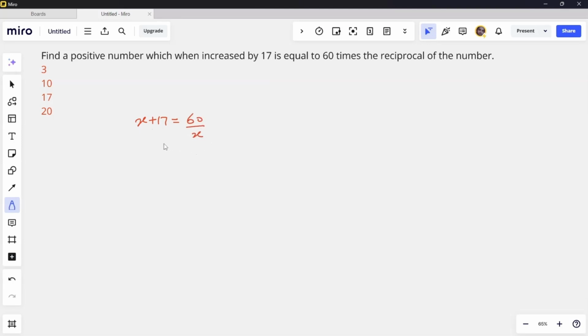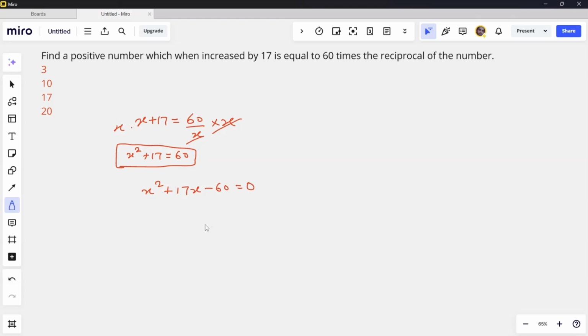Okay, so now if you want to cancel out the fraction, if you want to remove the fraction, we will simply multiply both sides by x. Okay, so it will get cancelled out. Now the equation is x square plus 17x equals 60. This is our equation right now, and it is a quadratic equation, as you know. So now let's try to solve this equation. Rearrange the equation to set it to 0. Okay, so x square plus 17x minus 60 equals 0.